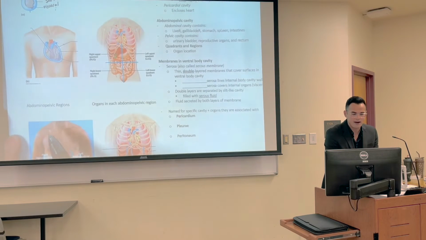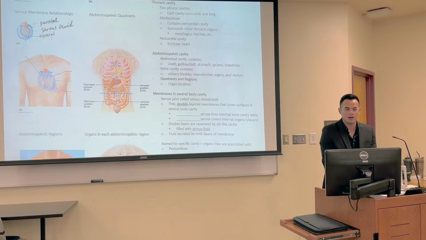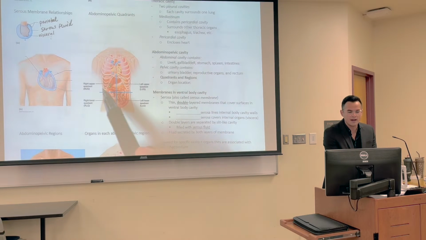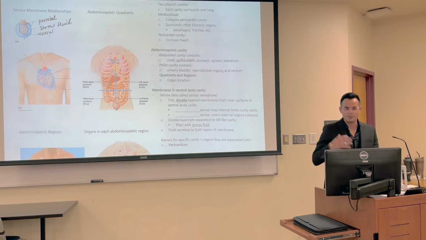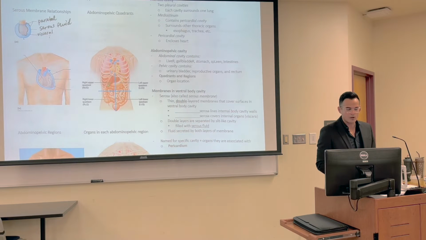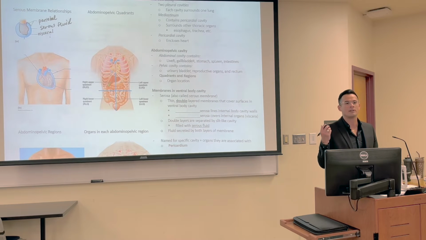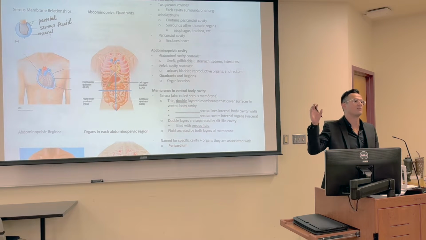Quadrants, and you also have regions. We're specifically talking about the abdominopelvic region. We can divide it up into right, left, and then the upper quadrant and the lower quadrant. The way that I'll ask you guys some of these questions, I'll say, what organs are found within the right upper quadrant? Or all of the organs are found within the right upper quadrant except what?